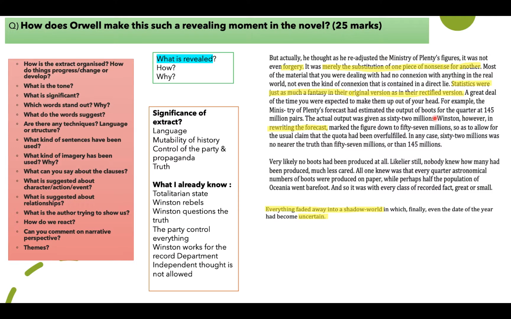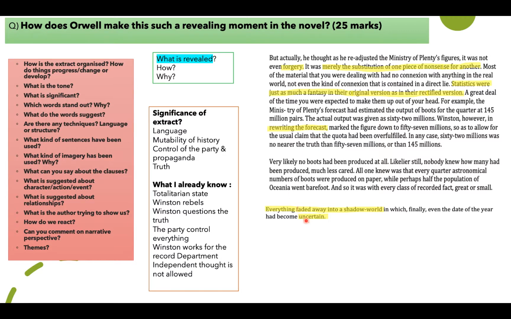And here we have Winston, however, "in rewriting the forecast." So again, this idea of rewriting the forecast. How can you rewrite a forecast? A forecast appears before something has happened. It's like a prediction. So again, very paradoxical language here that's used by Orwell.